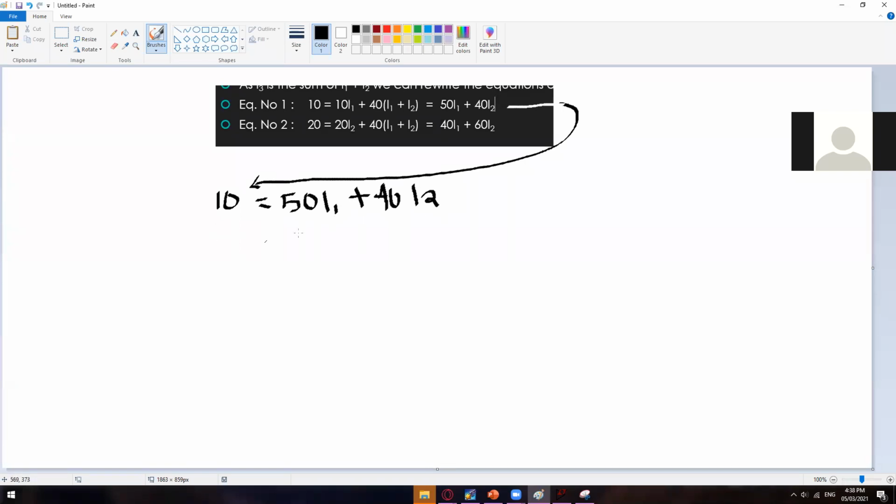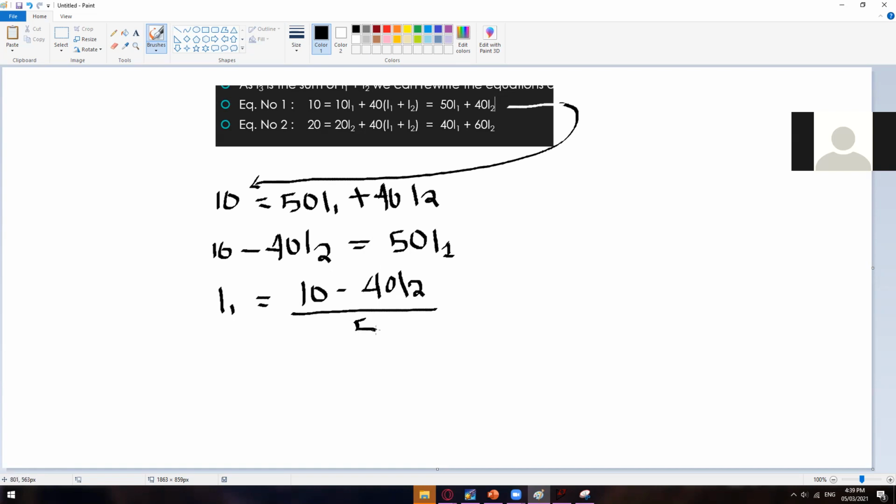So, from here, we could actually form a new formula wherein solving for I sub 1. Okay? Simplify first. 10 minus, so I'll just transfer this one on the left side. 40 I sub 2 is equal to 50 I sub 1. And then from here, we could transpose this one as your denominator to remain this I sub 1 on the right side. So I sub 1, let me just flip it. And we have 10 minus 40 I sub 2 divided by 50.